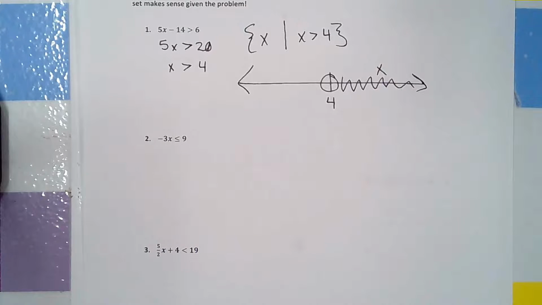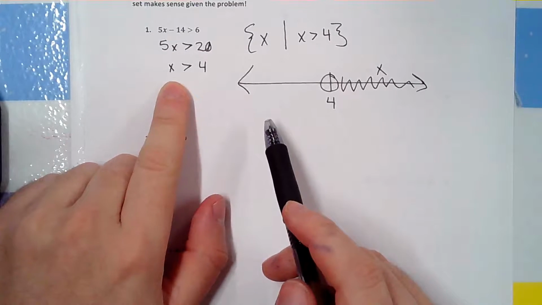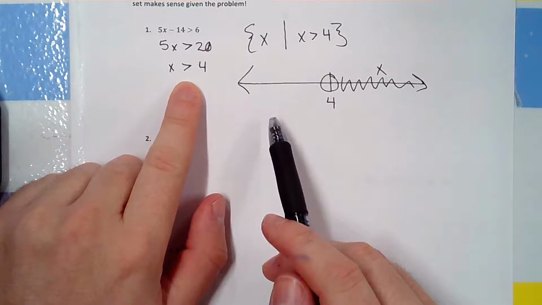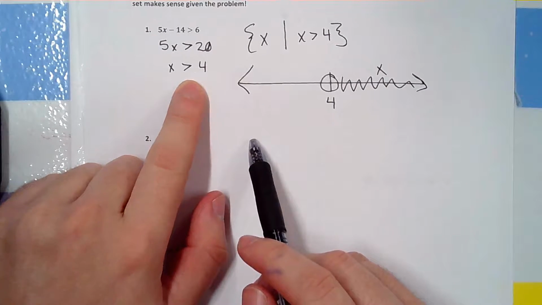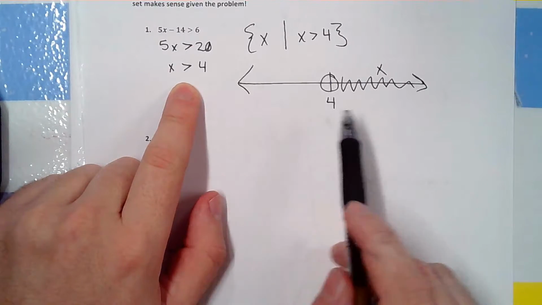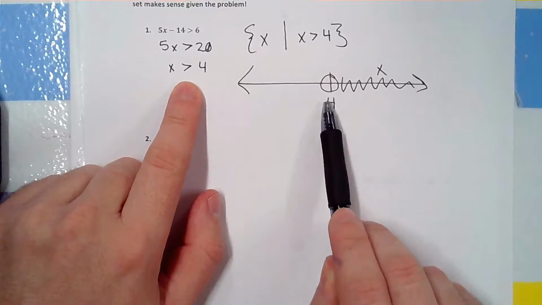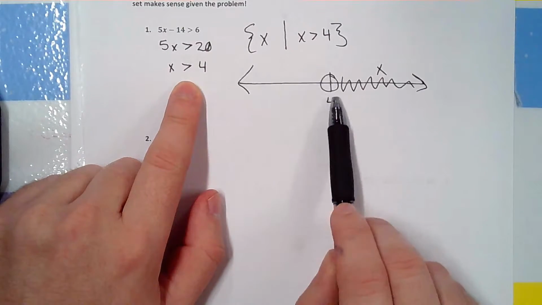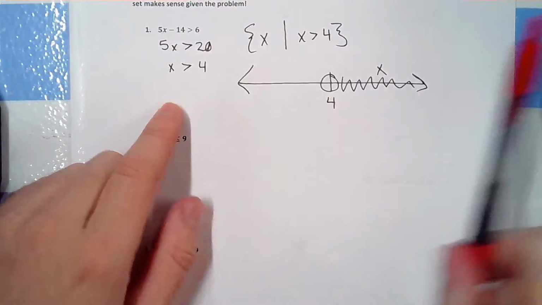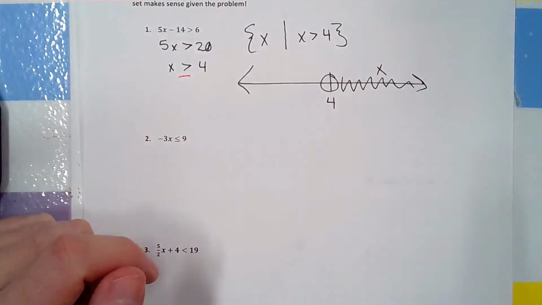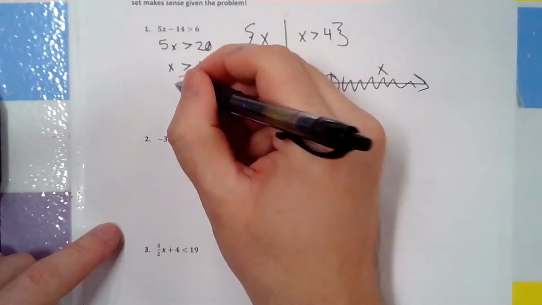Ethan! How do you know if it's an open circle? Great question. X is greater than 4, but it can't be equal to 4, right? So remember, the colored area is where x could be. X can't be 4, so I have to keep it open. Now, if I had a line underneath here, then it could be equal to 4. So that's inclusive, and that's when you close.